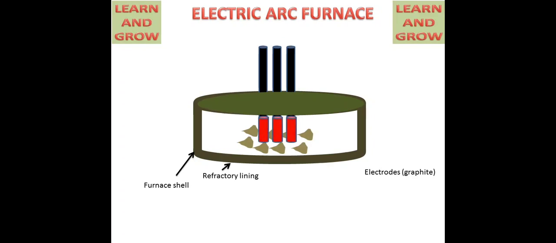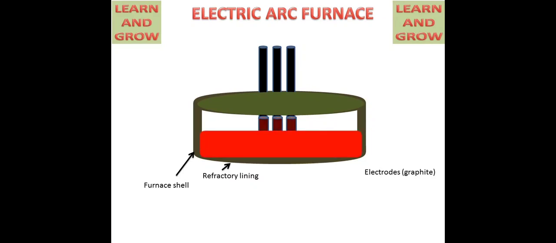This heating effect will produce heat and convert iron ore into good quality steel with a layer of slag. This layer of slag will be removed and good quality steel will be separated from the impurities. So this is the process of the electric arc furnace.